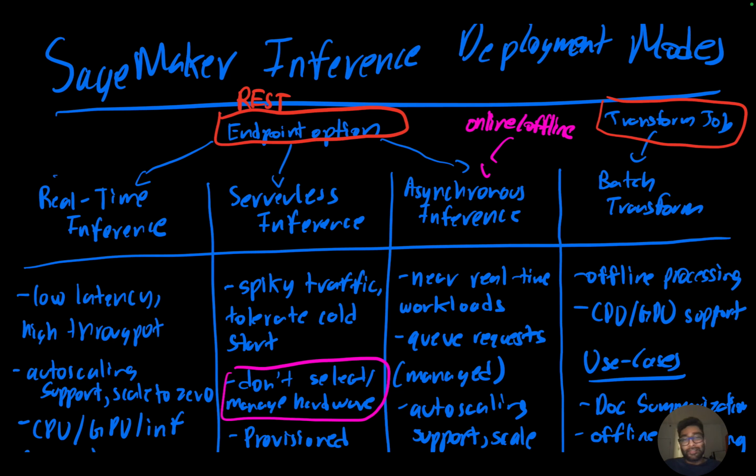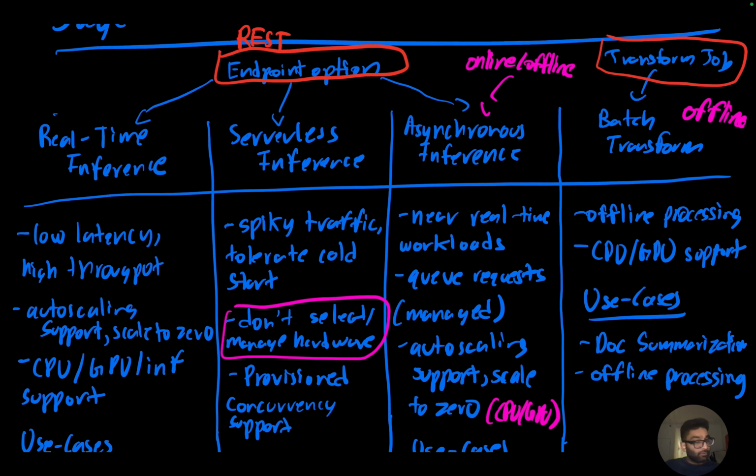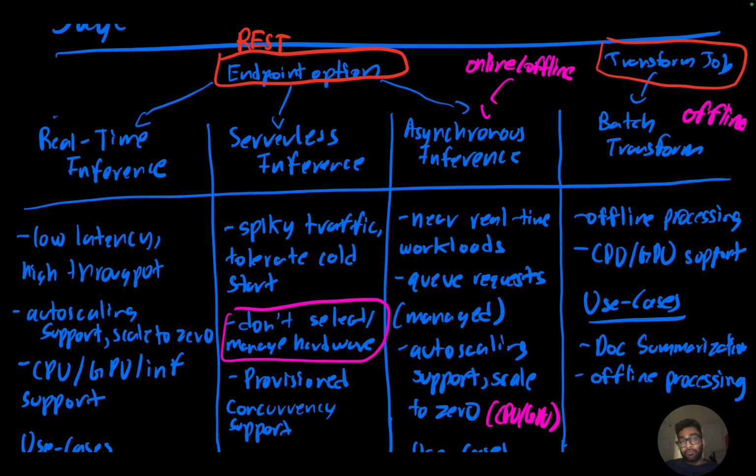So it's not that latency sensitive, if that makes sense there. Now the purely offline option here is batch transform, and within batch transform you don't have a persistent REST endpoint. It's something known as a transform job where you basically say, here's my input data, this is my model server / container that I'm working with, this is the compute that I want behind it, and this is where I want my output data to be dumped into.